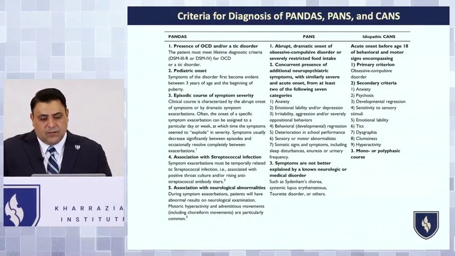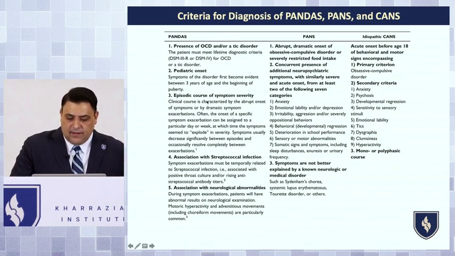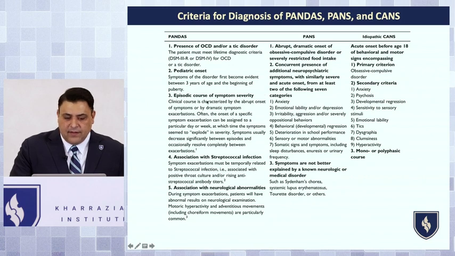So when you look at the criteria for PANDAS and PANS, these are the standard guidelines for diagnosing these patterns. You can basically see OCD and tic onset, pediatric onset, episodic course of symptom severity, association with streptococcus for PANDAS, association with neurological abnormalities. And then with PANS, again, same thing, but it's not streptococcus.